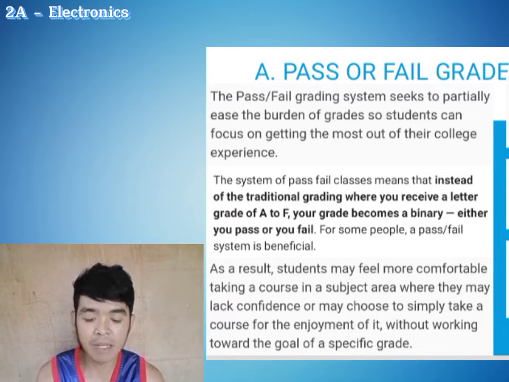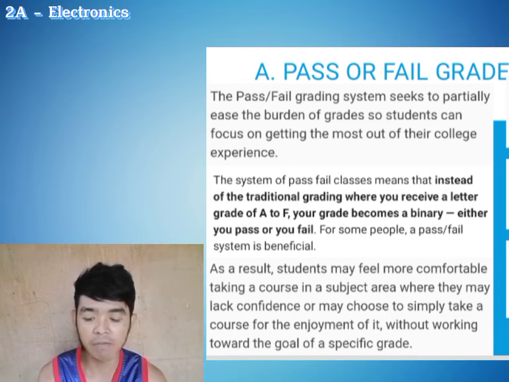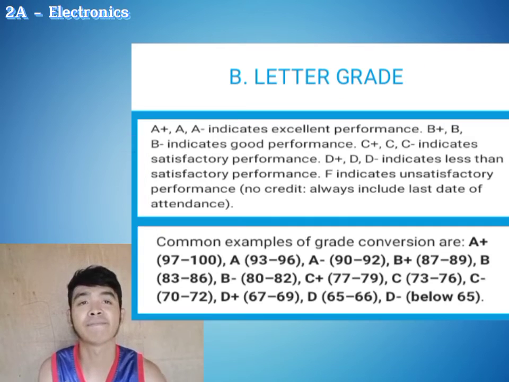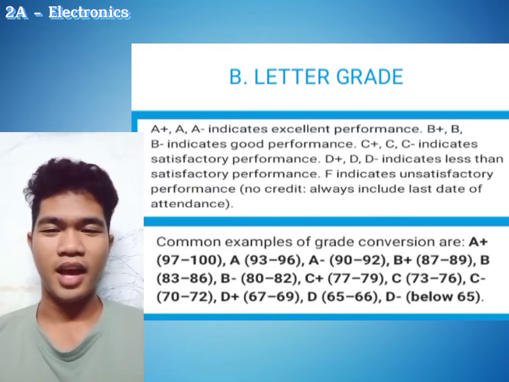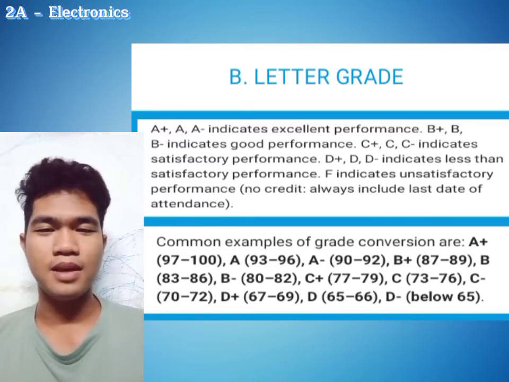The system of pass or fail classes means that instead of the traditional grading where you receive a letter grade A to F, your grade becomes a binary. Either you pass or you fail. Letter grade: A plus, A minus indicates excellent performance. B plus, B minus indicates good performance.